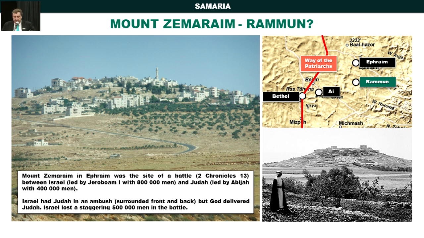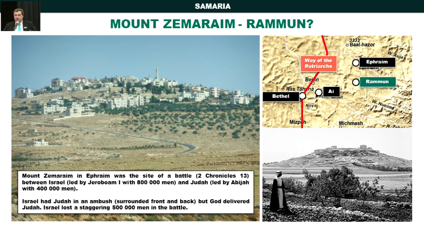Now, one of the leading candidates for Mount Zemaraim is Rimmon, just south of the town of Ephraim that we just looked at. 2 Chronicles 13 tells us that, led by Jeroboam I, Israel had 800,000 men, and Judah, led by Abijah, had 400,000 men.